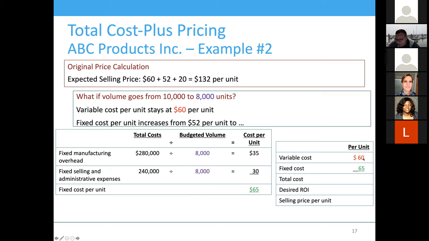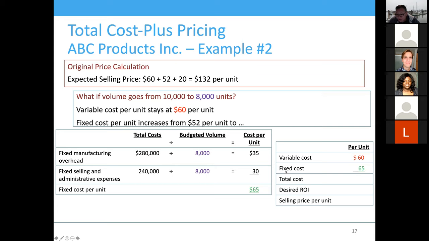So the variable cost is 60, but you can notice that because volume dropped, your unit fixed cost went up from 52 to 65. And now the total cost is already 125. We still want to make $200,000 on 8,000 units, so for each unit I need to add $25. So my target selling price now is $150.